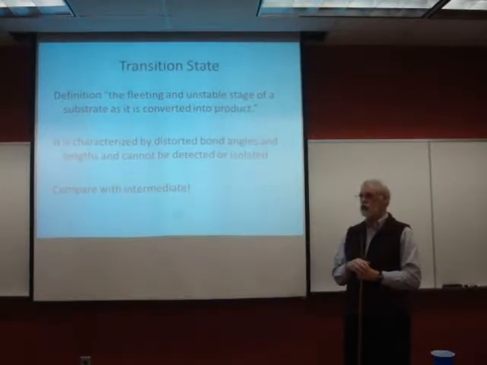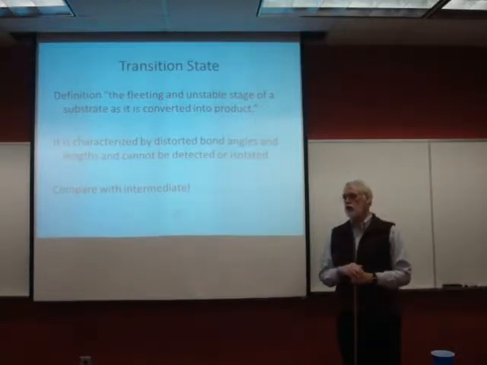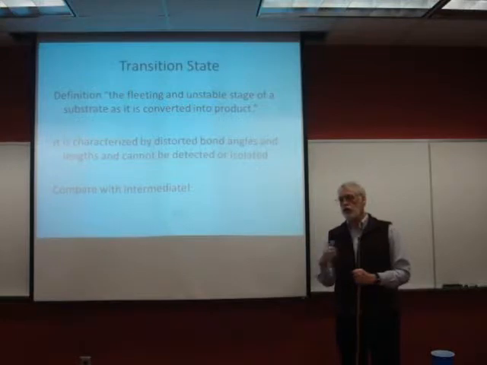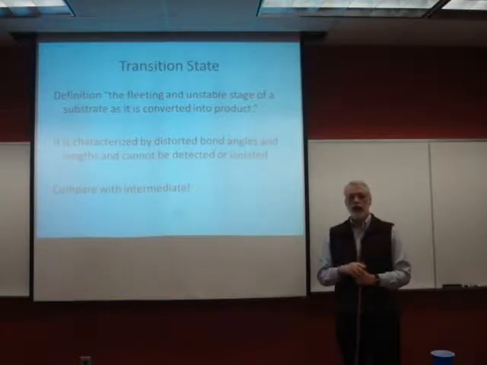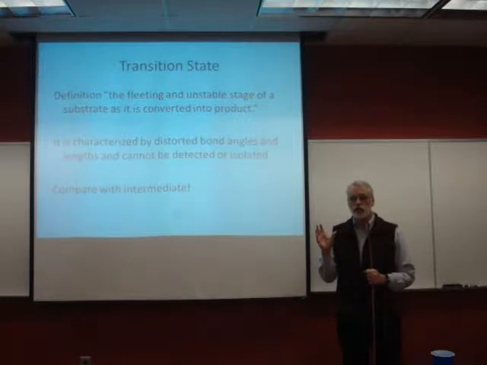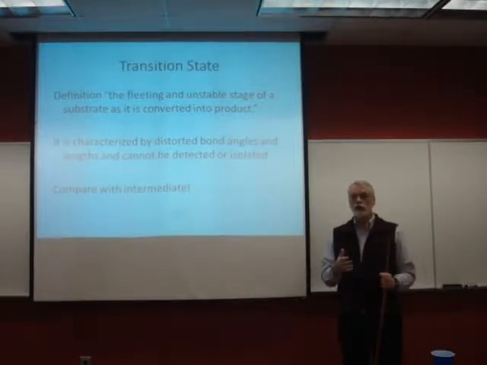First is the transition state. The transition state is a fleeting and unstable stage between the substrate as it's converted into product. It's characterized by distorted bond angles and bond lengths, and it cannot be detected or isolated. So this is an invisible transition. How do we know a transition state is present? Since we can't see it, how do we know?